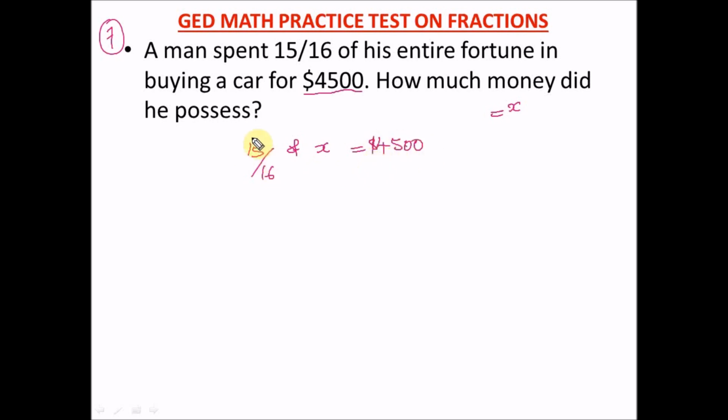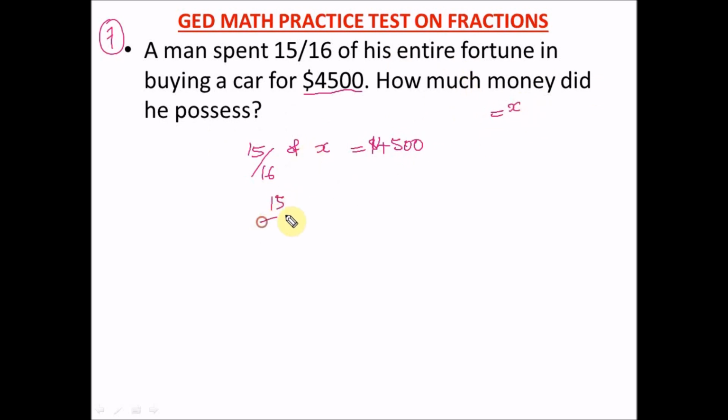$4,500. Okay, so I hope you get this statement. A man spent 15/16 of his entire fortune, which is X, in buying a car. So the value of 15/16 of his entire fortune is $4,500. So we're to look for how much money he possessed. That's his entire fortune. All right.